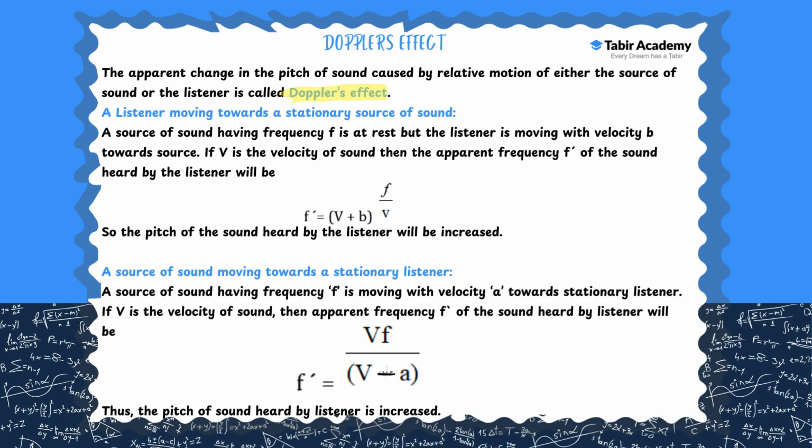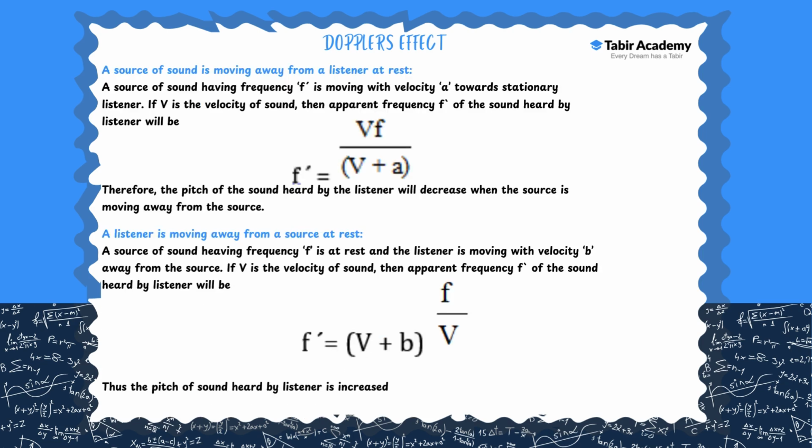In the second case, where the listener is stationary and the source of sound is moving with a frequency f and a velocity a towards that stationary listener, then the change in frequency of the sound heard by the listener can be calculated using this formula, where f prime is equal to vf divided by (v minus a). In this case, the stationary listener hears the sound, and its pitch will be increased.